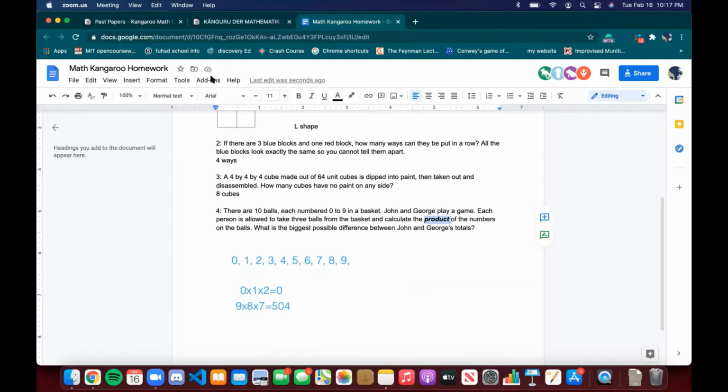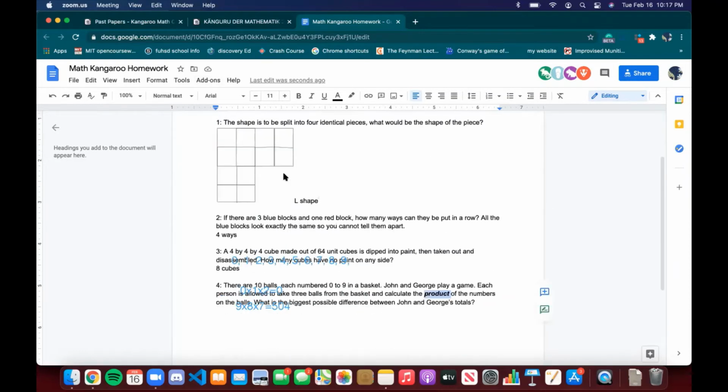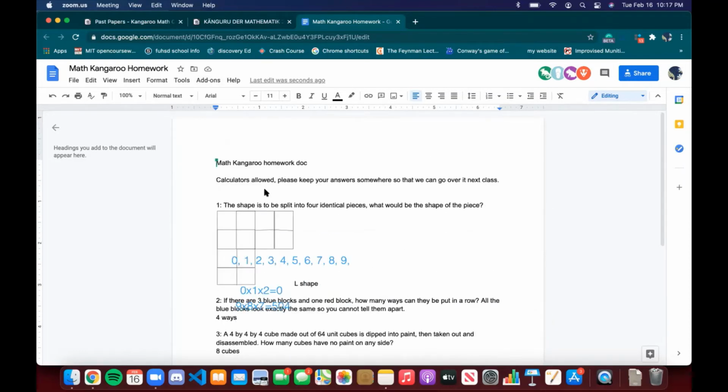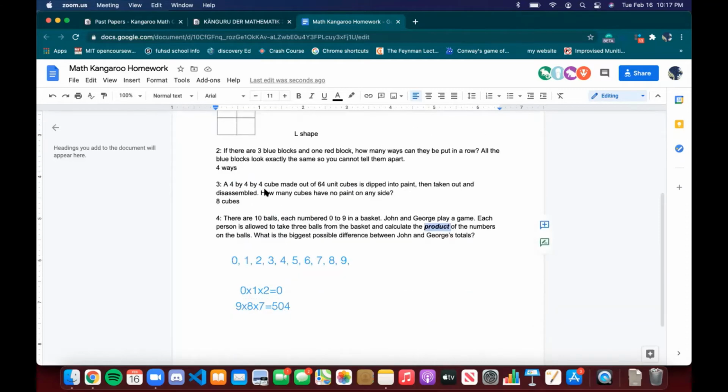And you can use a calculator for this, because this might be hard to do on paper or meant to be done mentally. So you have the largest number and the smallest number that you can get from multiplying 3 different numbers. So here, your answer would be 504, the largest number, minus 0, the smallest number, which is equal to 504. And so for problem 4, the answer would be 504.